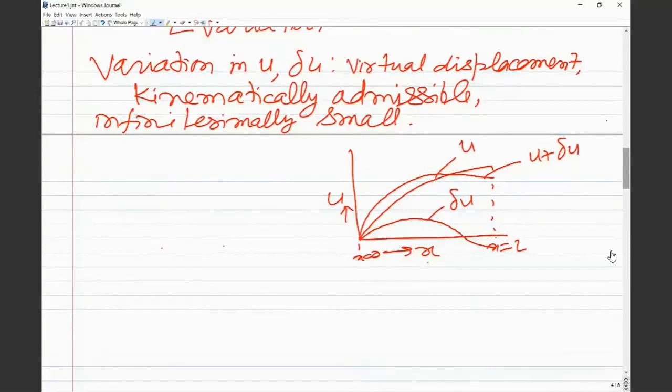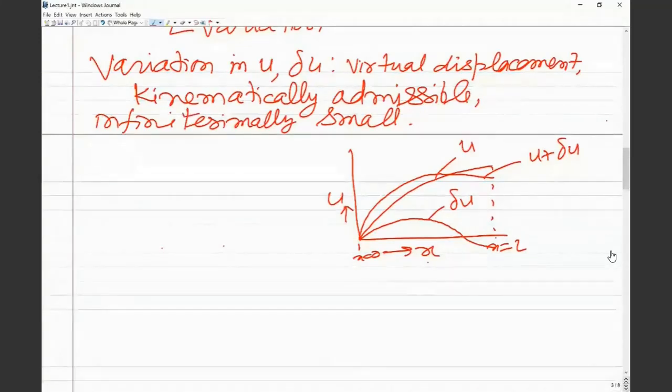So we have the concept of variation in u, that is delta u, which is a virtual displacement. This is a mathematical concept, not a real displacement. It should be kinematically admissible, that means wherever the primary variable is specified, there the variation in that variable must be 0, and it is infinitesimally small. Any question?